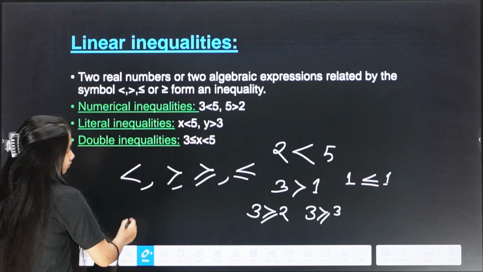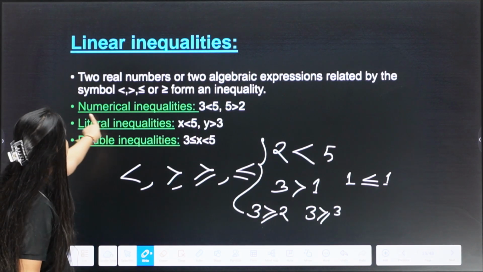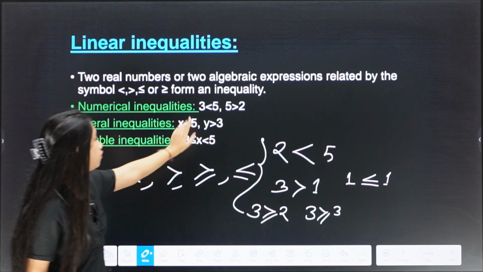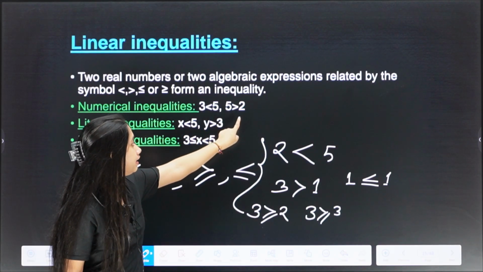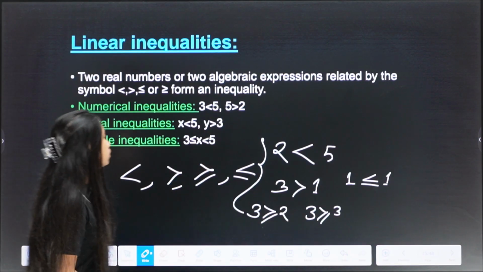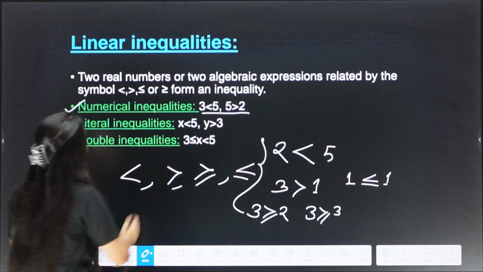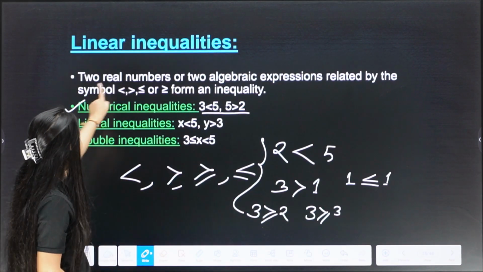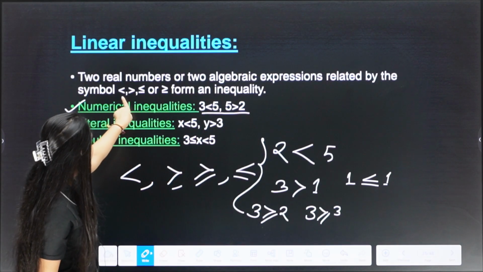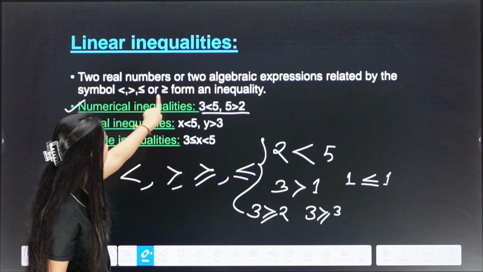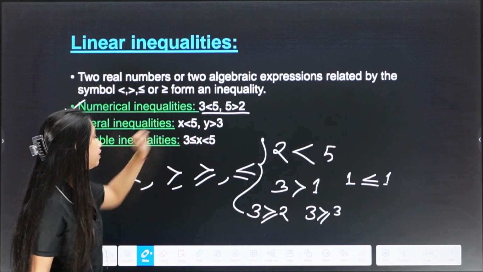Thus, all these inequalities are called numerical inequalities. Here I have put the examples, 3 is less than 5 and 5 is greater than 2. So these are examples of numerical inequalities. We have already said that two real numbers related by the symbol less than, greater than, less than or equal to, or greater than or equal to form an inequality. Thus, these are examples of numerical inequalities.